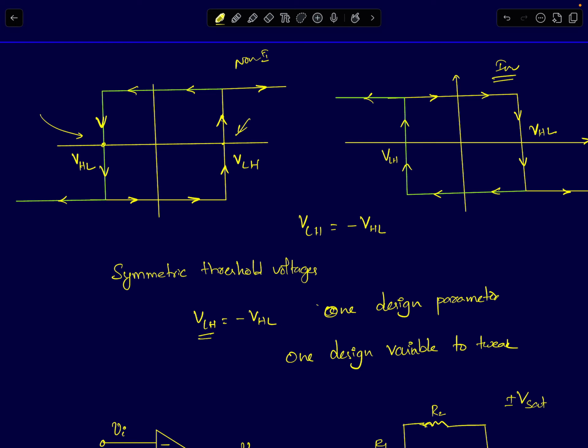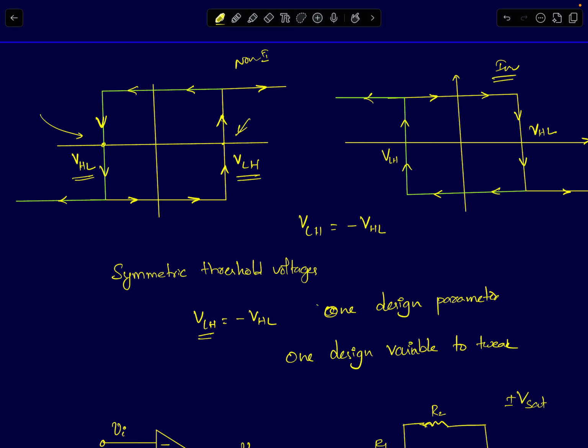We already discussed that the low to high and high to low threshold voltages determine the duty cycle at the output of your Schmidt trigger. Schmidt triggers are popularly used as triangular wave or sinusoidal wave to square wave converters. And the duty cycle, and later we will see even the delay between the input zero crossing and the output zero crossing, are determined by these threshold voltages. So that's why I thought I'll spend one lecture on how an engineer goes about designing a Schmidt trigger.